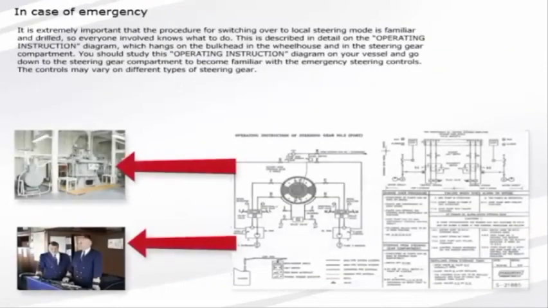It is extremely important that the procedure for switching over to local steering mode is familiar and drilled, so everyone involved knows what to do. This is described in detail on the operating instruction diagram, which hangs on the bulkhead in the wheelhouse and in the steering gear compartment. You should study this operating instruction diagram on your vessel and go down to the steering gear compartment to become familiar with the emergency steering controls.